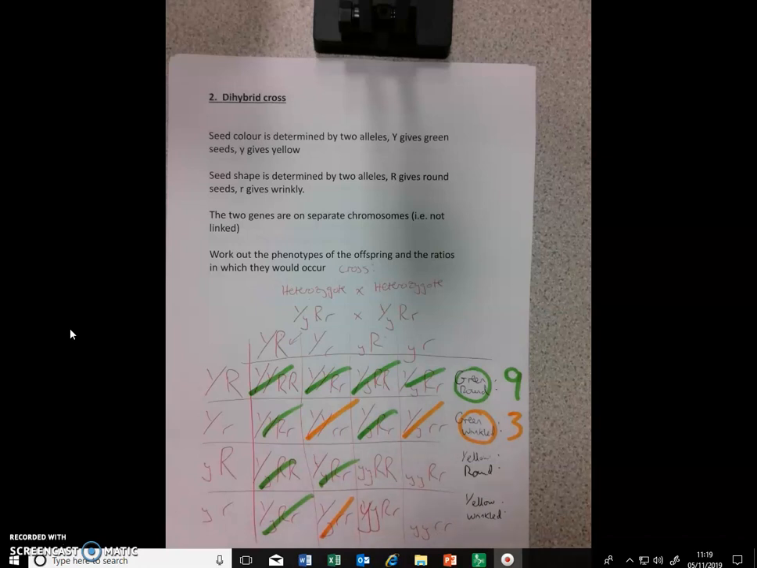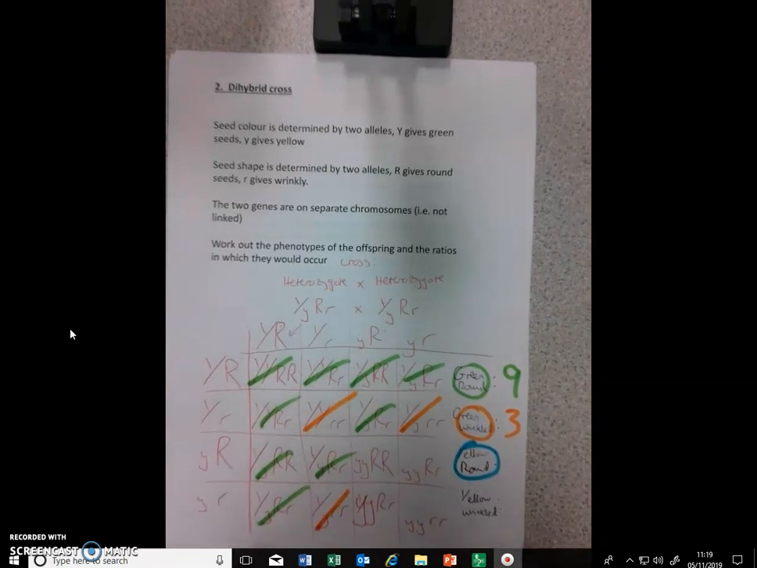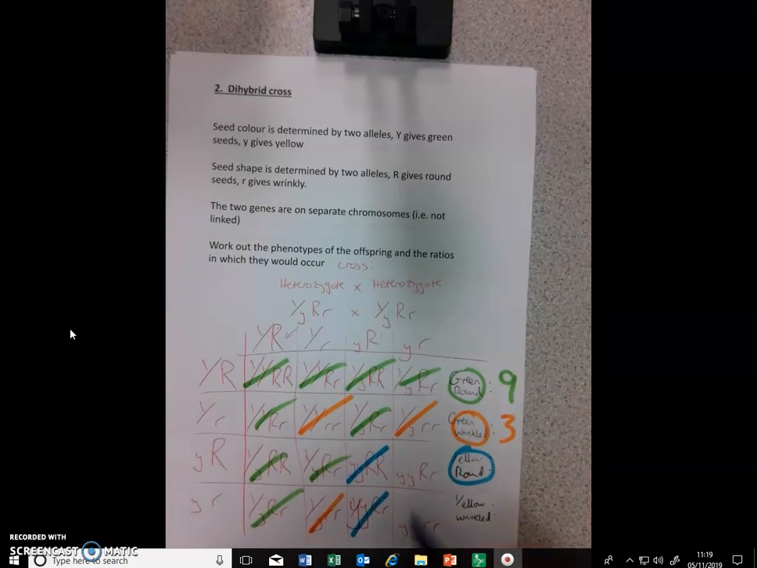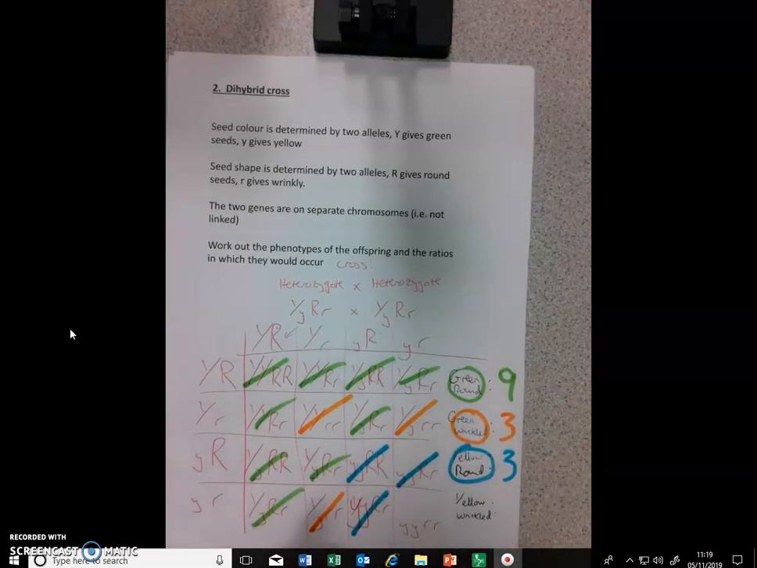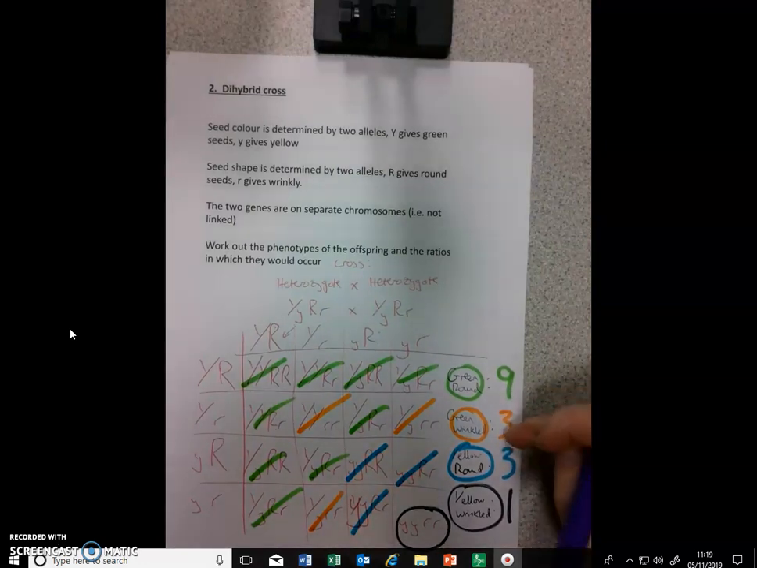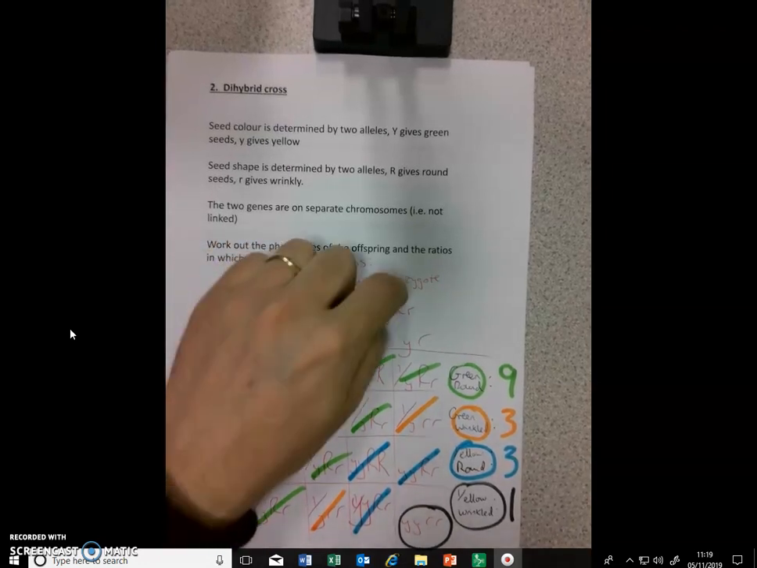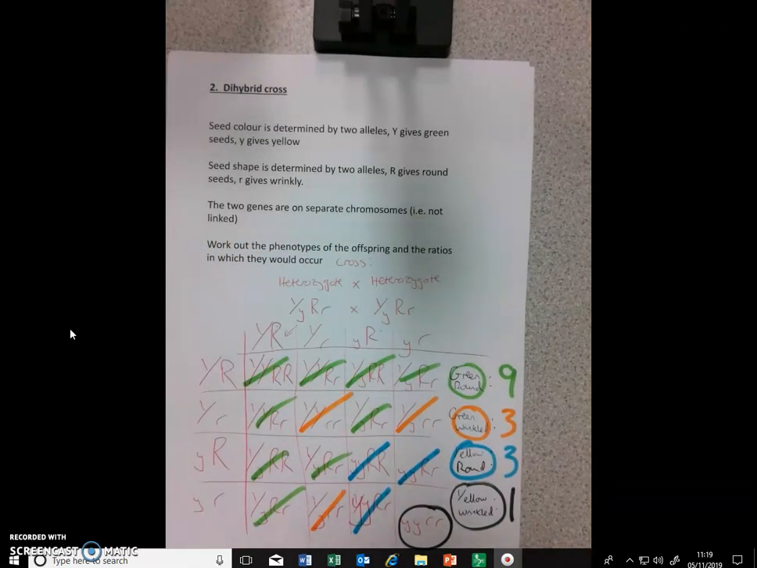Let's do yellow and round. We'll choose this colour. Okay, so for yellow we want both lowercase y's, but for round we want a capital R. So that's one, that's one, that's one. There are 3 of those as well, and there is only one left, and it's this one right here. That's the yellow and wrinkled, and we end up with this magic ratio of 9 to 3 to 3 to 1. That is the ratio you always get when you have 2 heterozygotes for both traits doing a dihybrid cross.